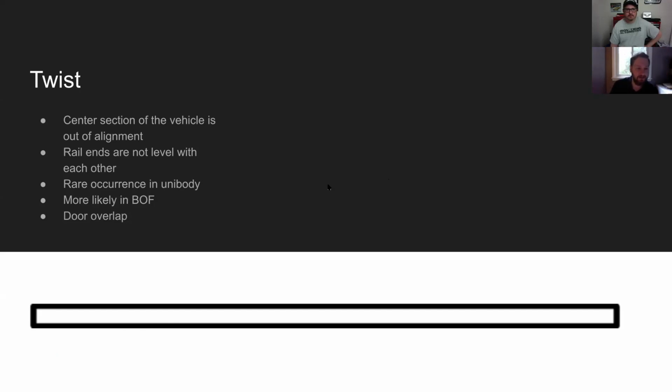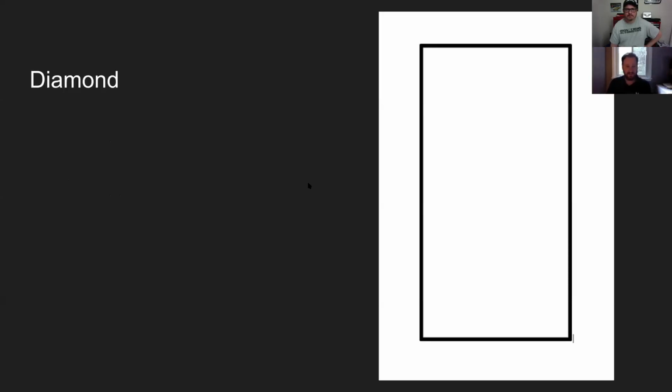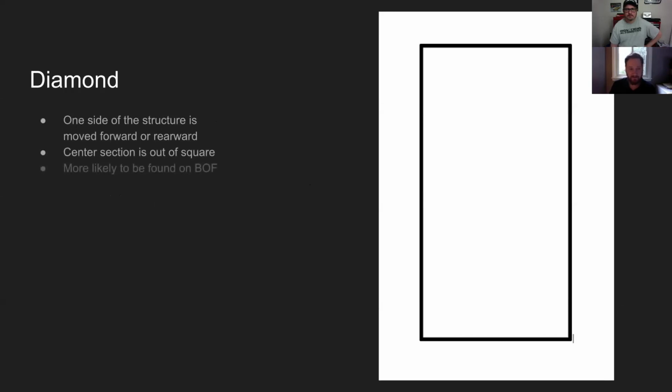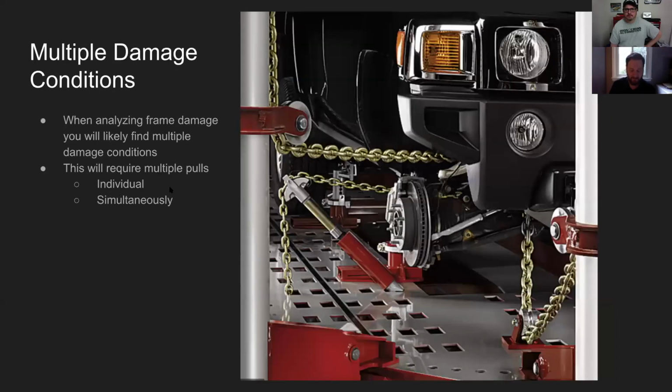And then finally, the diamond condition. What's happening is one side of the structure is either moved forward or backwards. The center section's out of square. And again, more likely to be found on your body over frame vehicles just because, again, of that parallel rail design. We go back here.